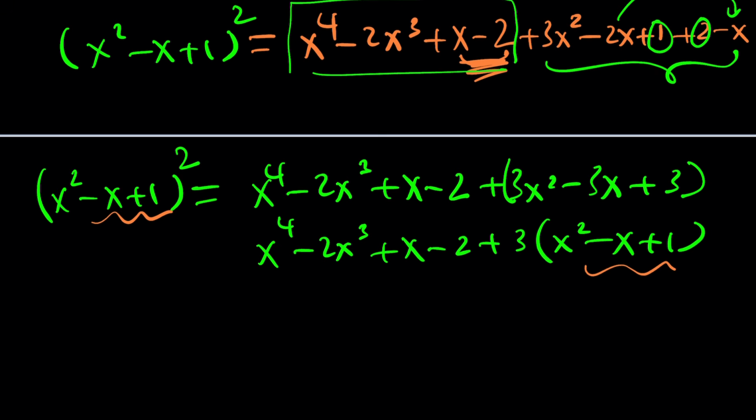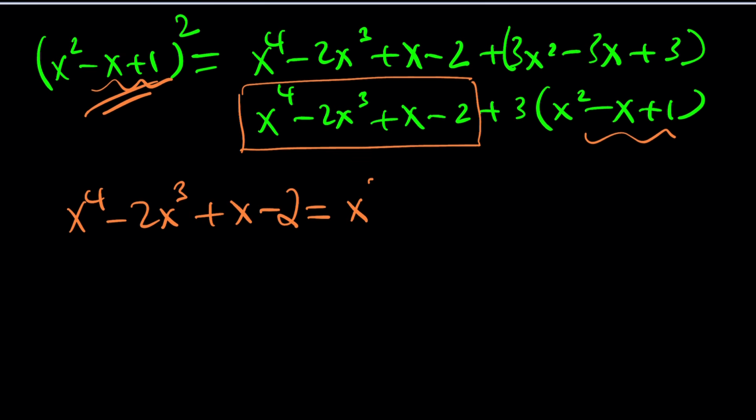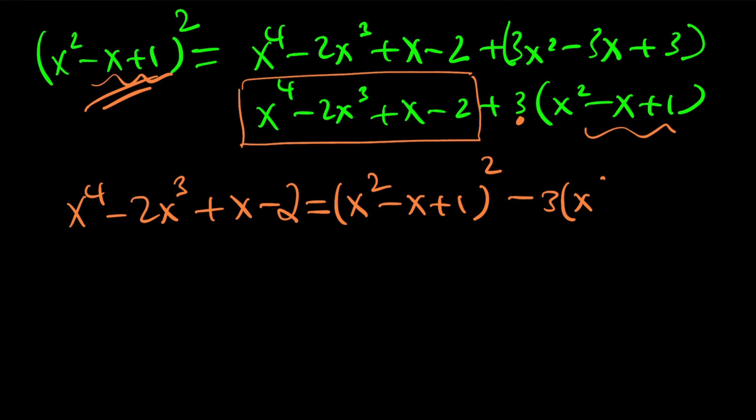So yay, we were able to somehow write this as a function of x squared minus x plus 1. What do I mean by that? Let's isolate this, okay? If you isolate x to the fourth power minus 2x cubed plus x minus 2, it equals this expression, (x squared minus x plus 1) quantity squared, minus 3 times this. And what do you see on the right-hand side? You do see x squared minus x plus 1 being repeated.